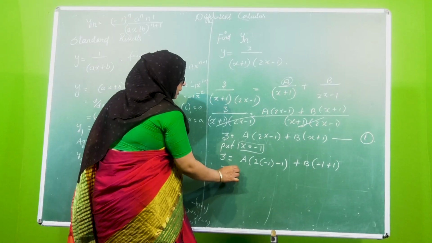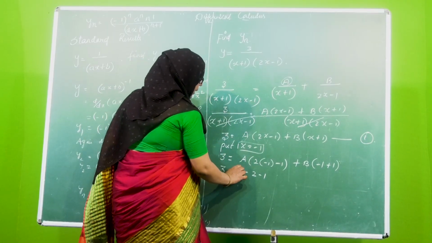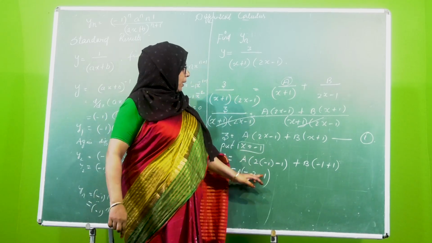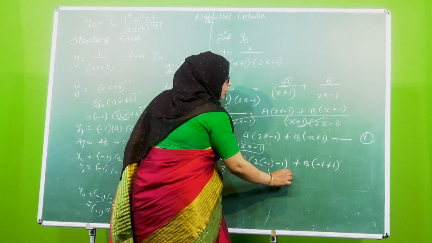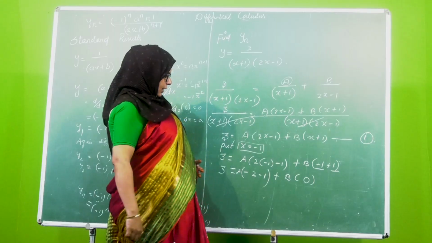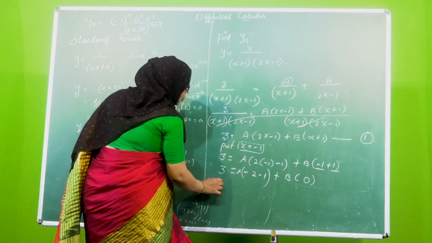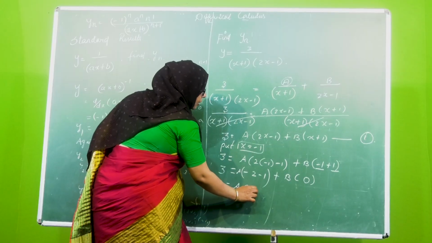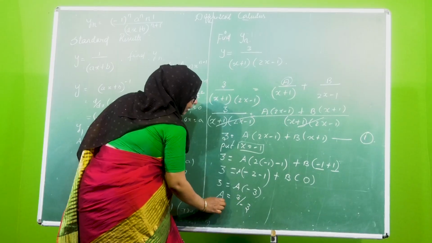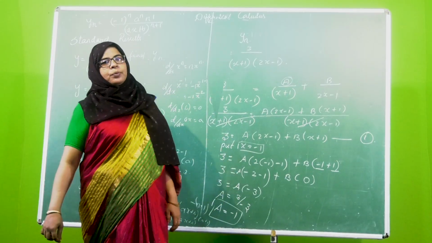That is, 3 is equal to minus 2 into minus 1, a into 2 into minus 1 minus 1 minus 1, plus b into minus 1 plus 1, getting cancelled, 0. So 3 equal to a into minus 3. So a equal to 3 by minus 3. That is, a is equal to minus 1.